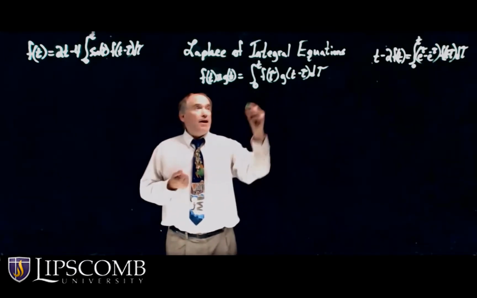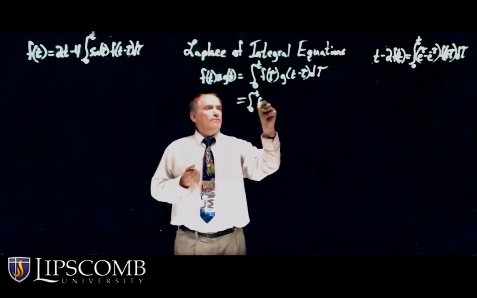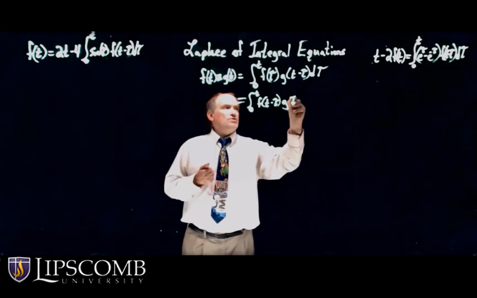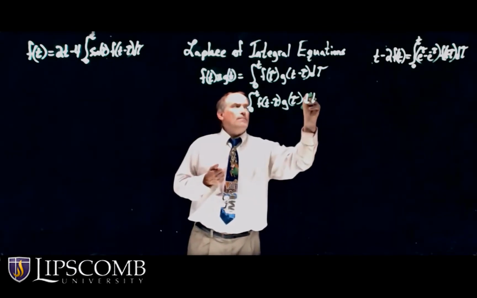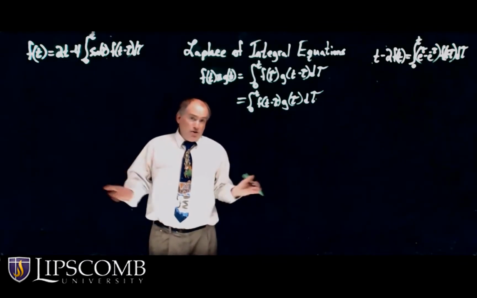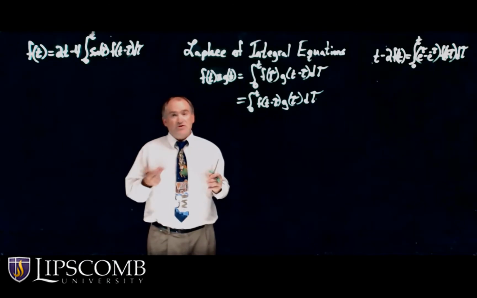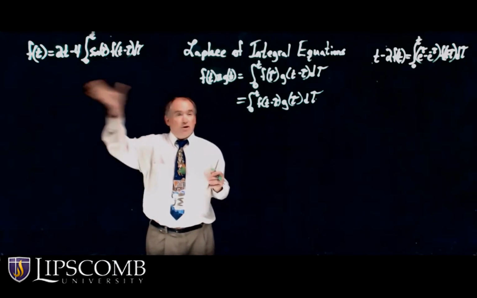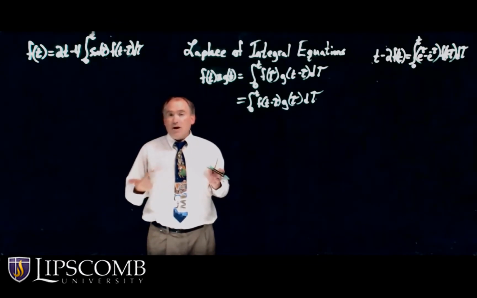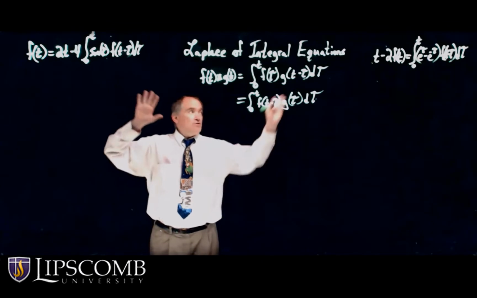And don't forget that it can look like this also, where f is the t minus tau function and g is the tau function. It does not matter. Either way is fine. So I use the same approach I did with differential equations, the three-step approach. I'm going to take the Laplace transform of everything, solve for the Laplace of the unknown function, and then take the inverse Laplace. So I've got two examples.